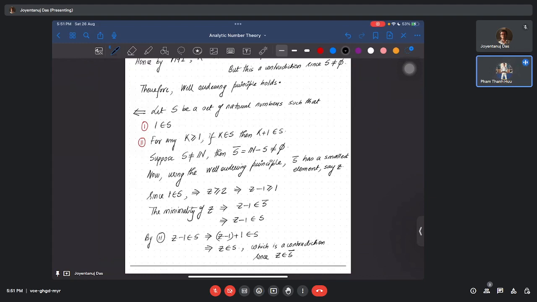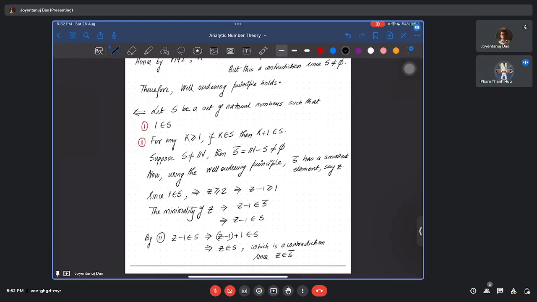Right, so here we take a set S such that 1 belongs to S. That's okay. What's number two? For any k greater than or equal to 1, if k belongs to S, then k plus 1 belongs to S. That is not the induction, that is the hypothesis of the induction. So these two conditions are the hypothesis.